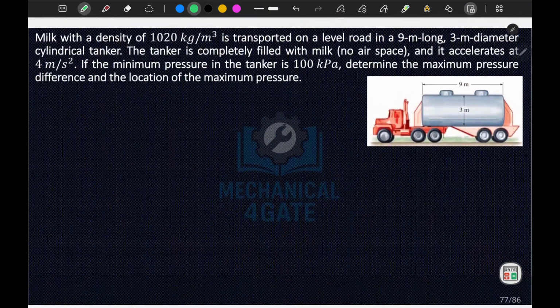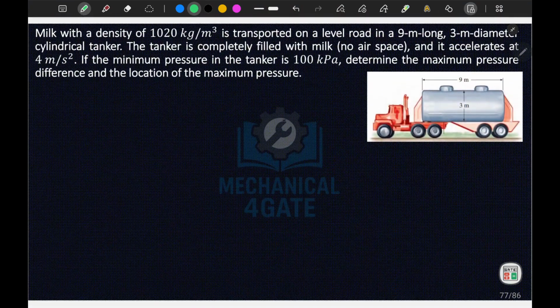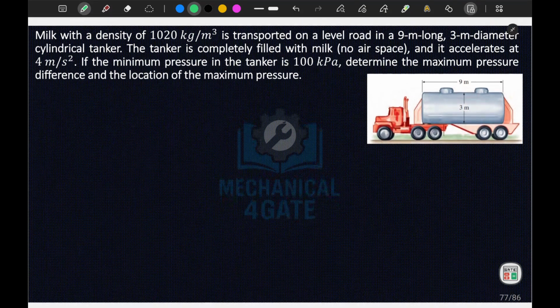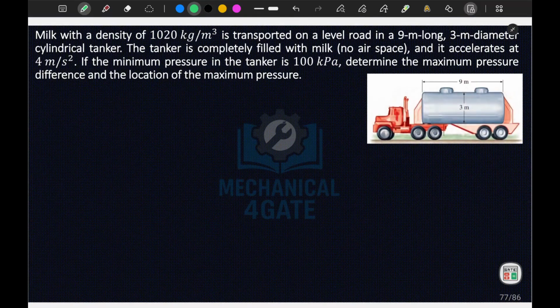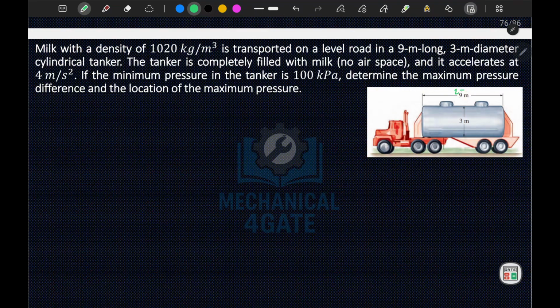In this question, it is similar to the last question. Here it is milk, on a level road 9 meter long. So this is your length, L is equal to 9 meter and D is equal to 3 meter. The tanker is completely filled with milk, no air space, and it accelerates at Ax is equal to 4 meter per second square.